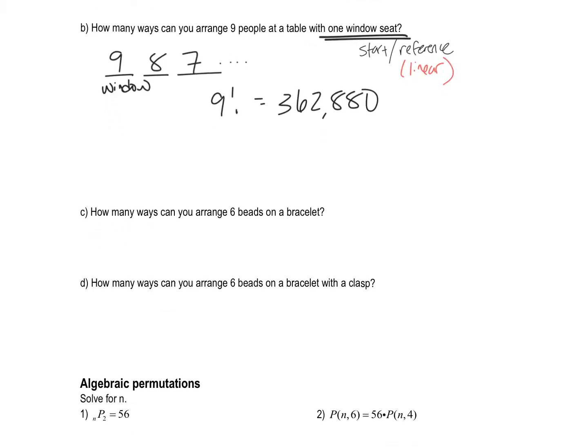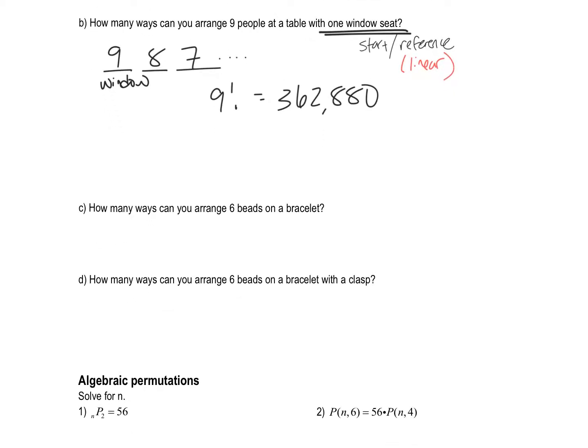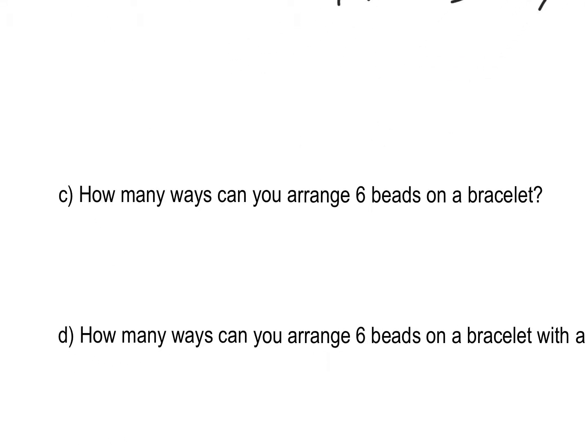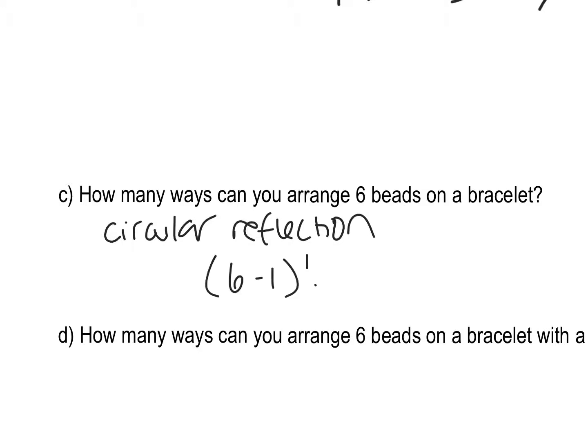How about a bracelet situation? This is a reflection because you can flip a bracelet over. Just keep that in mind. It doesn't say anything about a clasp, so this is a circular reflection. The formula for that is n minus 1, so 6 minus 1 factorial over 2. Remember, when you flip that bracelet over, that doesn't represent a different arrangement of beads. It might look different, but it's still the same arrangement. That's why you cut your number of permutations in half. So we have 5 factorial over 2, which is 60.